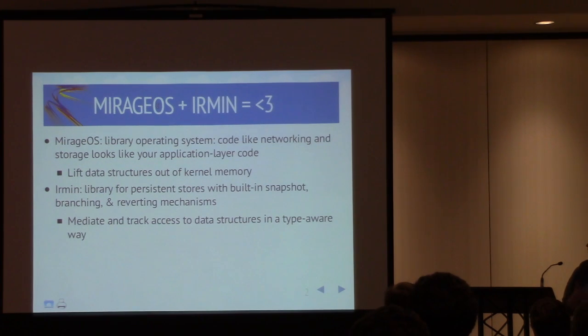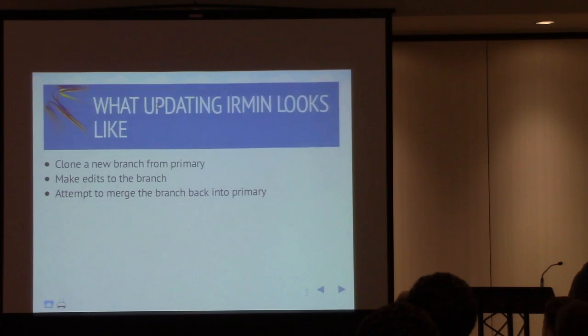Irmin provides us a nice way to mediate and track access to these data structures, and it's also type aware. So when we're working with stuff in Irmin, you can be aware of the fact that, for example, we're operating over IP addresses, we're operating over MAC addresses, or we're operating over some gigantic record that represents the type of the TCP connection. When we interact with Irmin, the structure of this is essentially Git-like. So when we want to make some kind of update, the process that we follow is we'll clone some new branch from some authoritative state about what the world should be. We'll make edits to our own branch, and then we'll try to merge the branch back into our primary store.